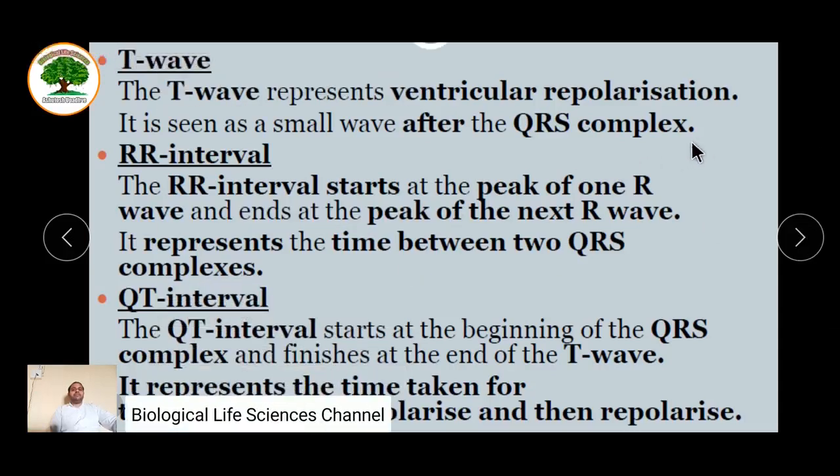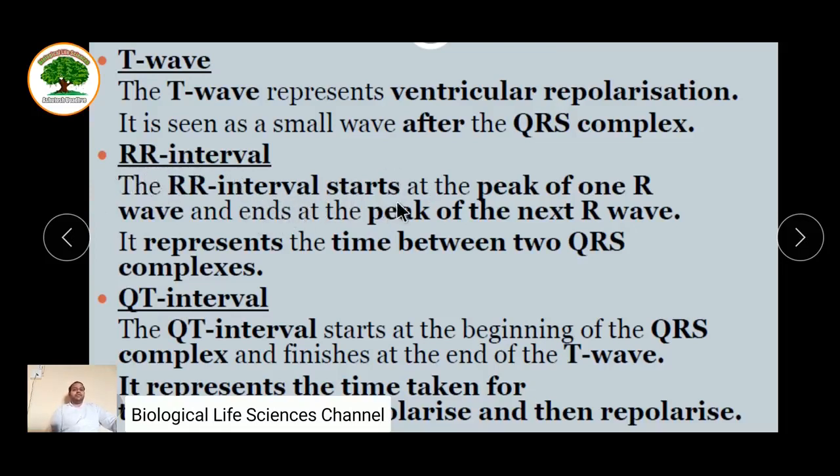This T wave represents ventricular repolarization, and it is seen as a small wave occurring after the QRS complex. So these are the different waves that are present in ECG readings. There are correlations between two different waves. The first correlation is the RR interval. So two consecutive RR intervals are generally monitored.